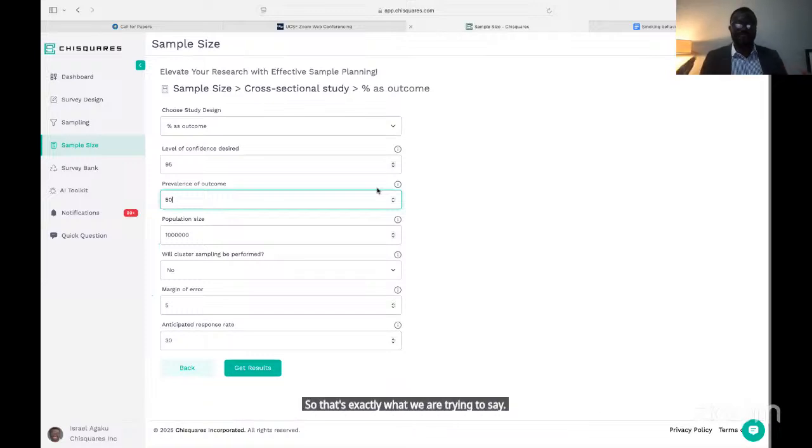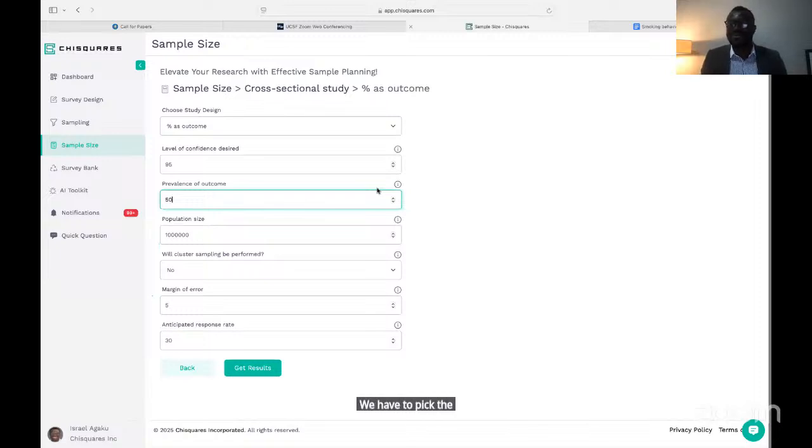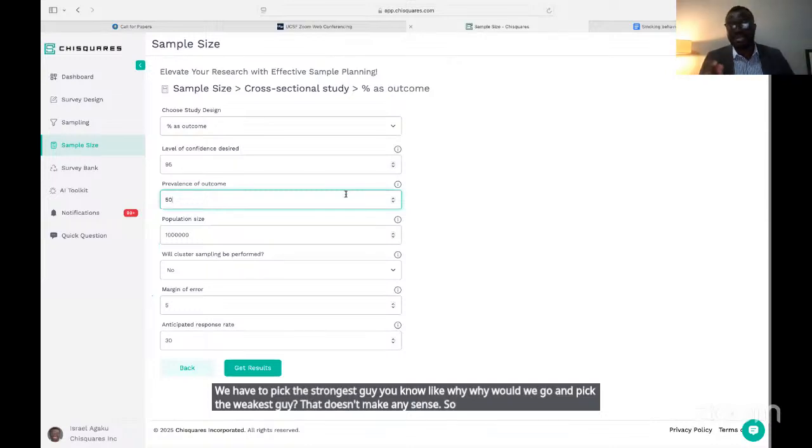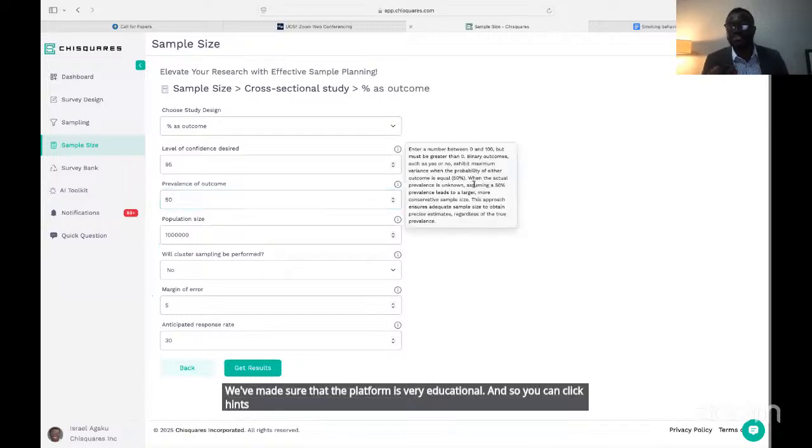So that's exactly what we're trying to say. It's like saying if we want to pick somebody else to go and fight for us in a wrestling match, well, we have to pick the strongest guy. Why would we go and pick the weakest guy? That doesn't make any sense. So here we pick the parameters that ensure that everybody's covered. So here, for the prevalence of outcome, we enter 50%. And if you want to understand why that is the case, we've made sure that the platform is very educational, so you can click hints to explain to you why certain things are provided that way.